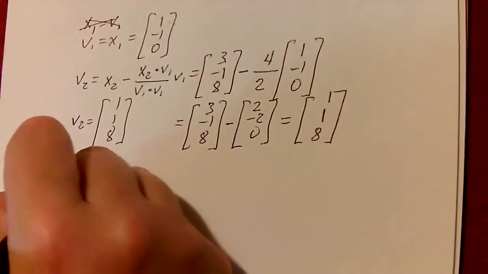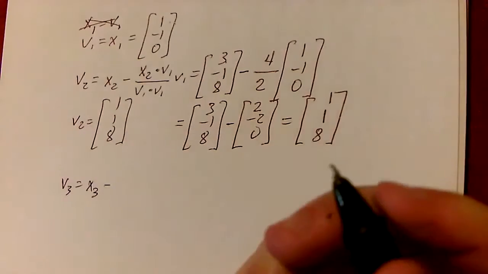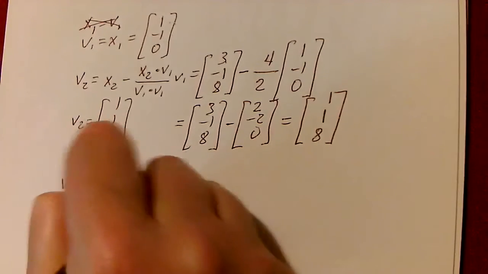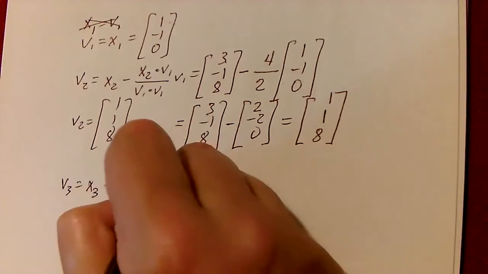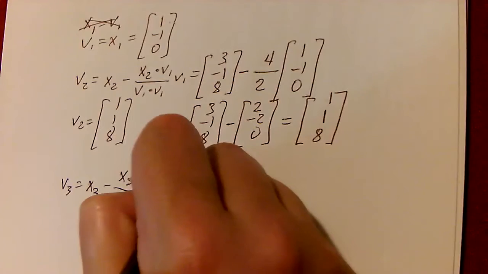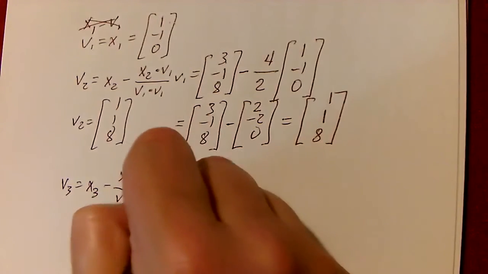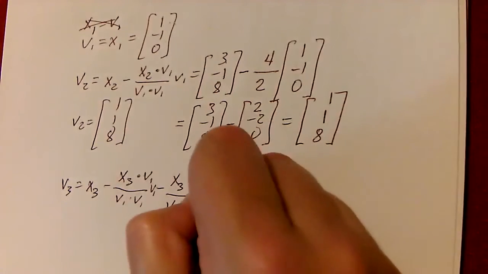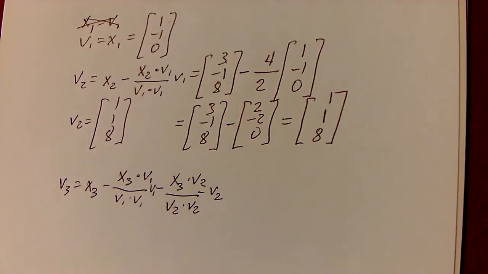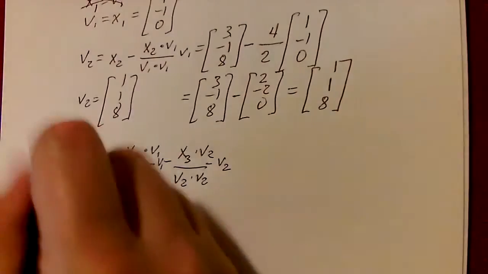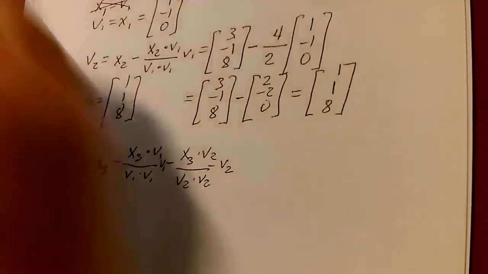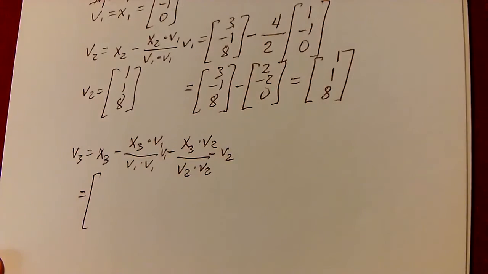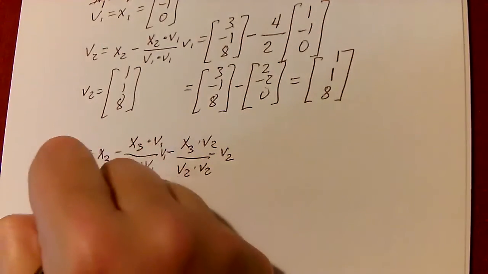Okay, v3, remember, is going to be x3 minus its projection, but its projection has 2 components. So it's x3 dot v1 over v1 dot v1, minus x3 dot v2 over v2 dot v2. Okay, the first one's times v1, the second one's times v2. Let's fill in what we've got here. So I've got x3. x3 is 0, 0, -1.